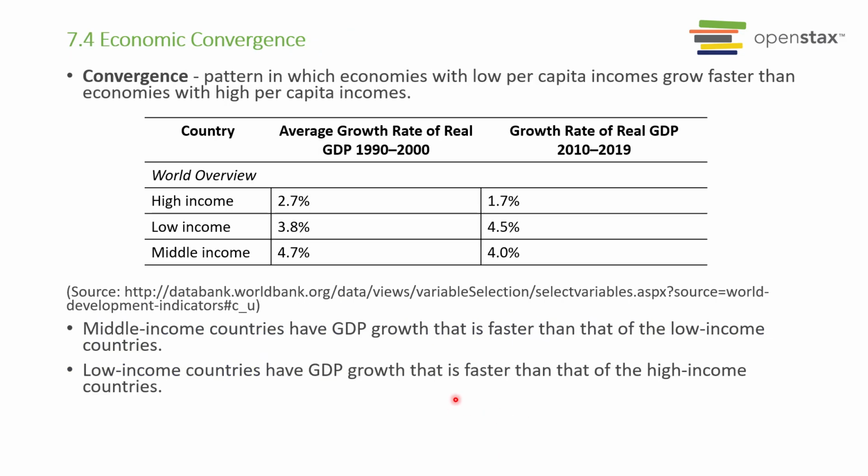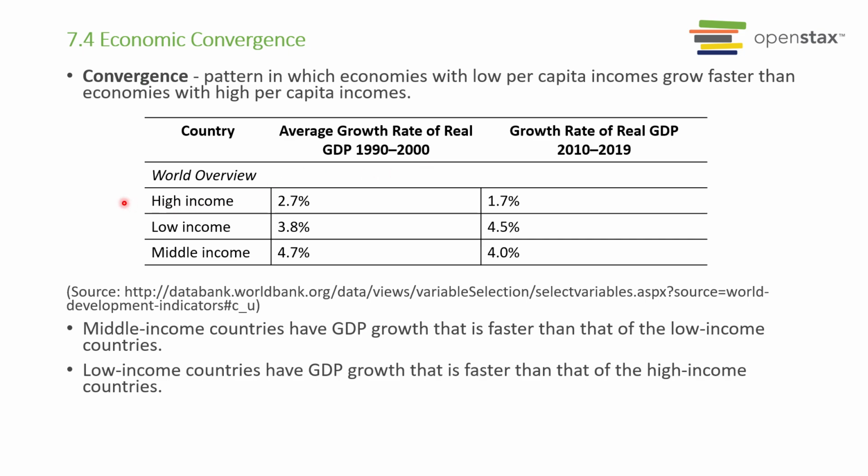Okay, economic convergence is this idea where if you've got a country that has a low GDP per capita, eventually it will catch up with economies that have high GDP per capita because those countries with low GDP per capita tend to grow faster once they start growing. So here's some data for us.